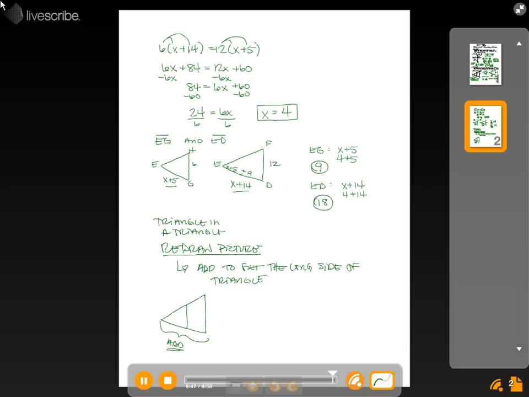Okay, those are your examples on similarity. 2 examples typical of what you'll see in your homework. So if you have any questions, go back and rewatch the video or rewatch the video on similarity. If you still have questions, bring them to class next time.